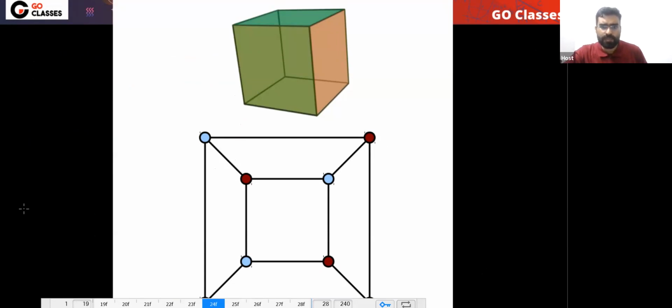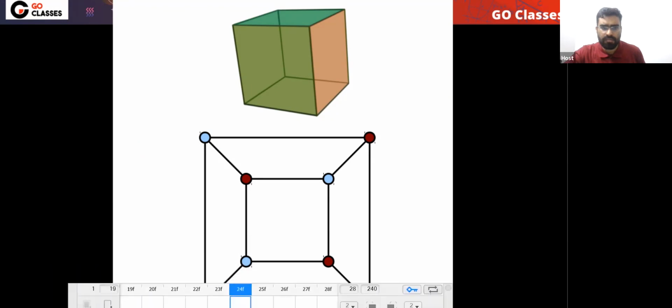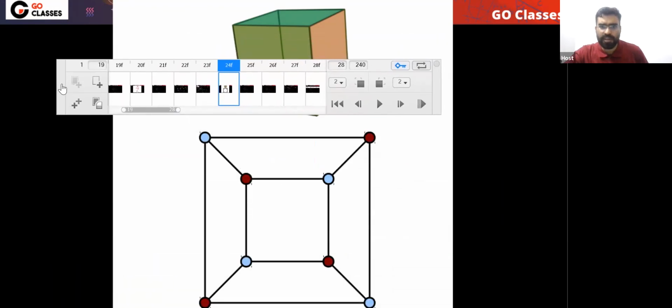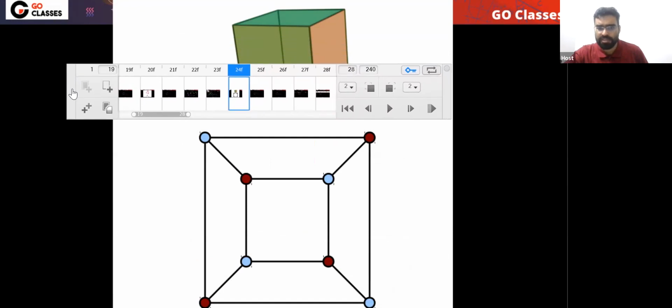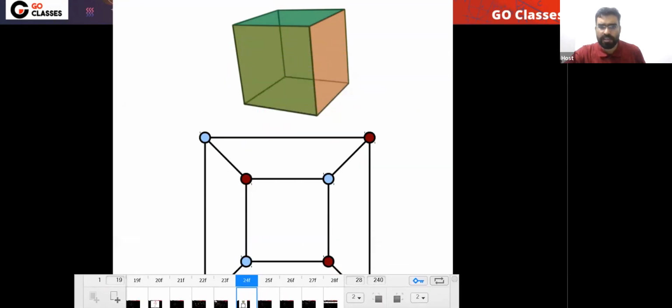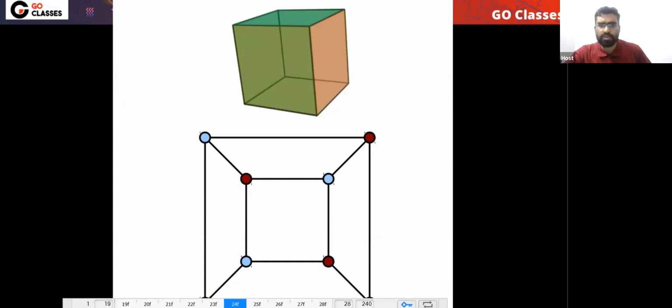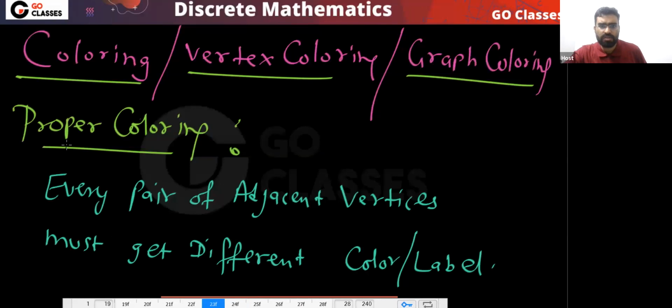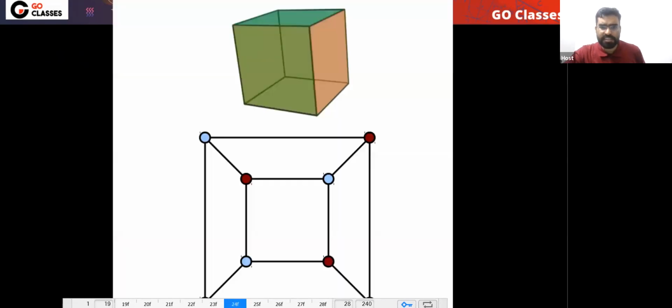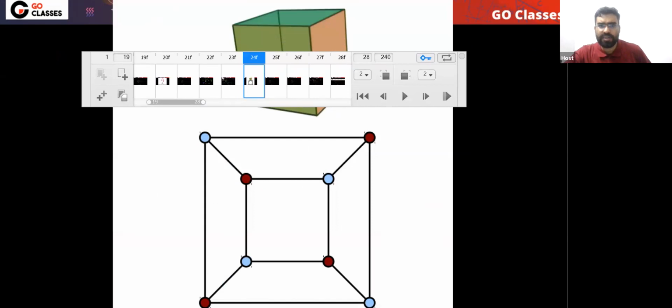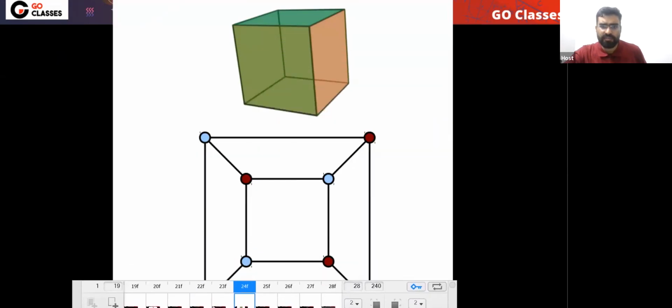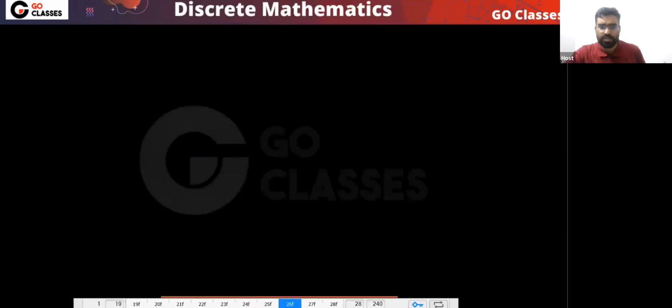So let's see here. Is this proper coloring on your screen? Look at this. Tell me, is this proper coloring? Yes, this is proper coloring. This is proper coloring because you can notice that adjacent vertices have different colors. No two adjacent vertices have the same color. Adjacent vertices have different colors. So that's the simple idea.